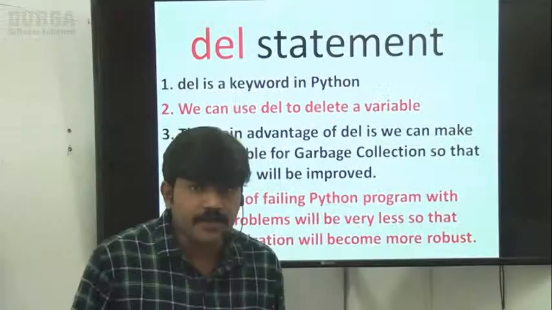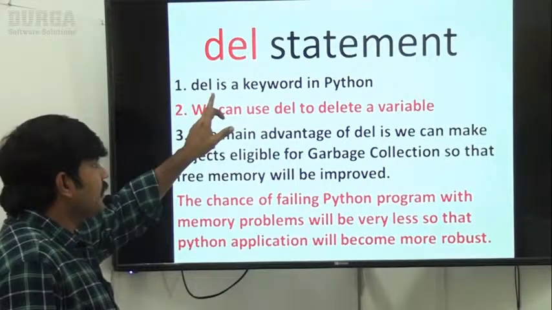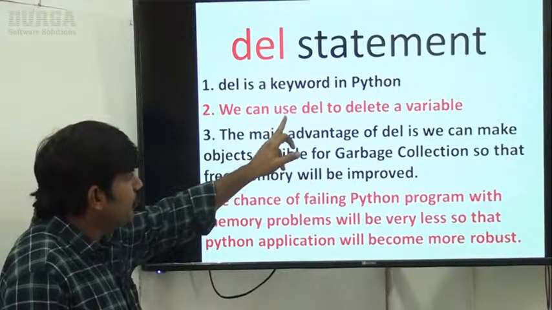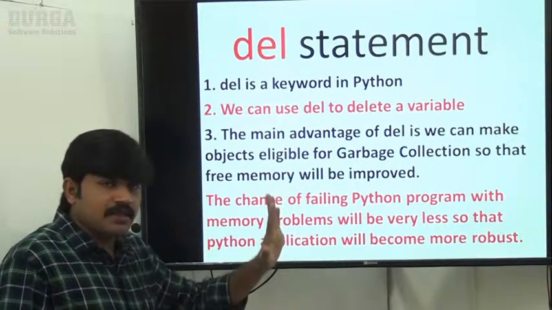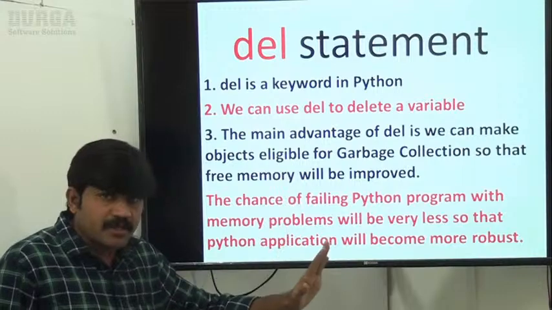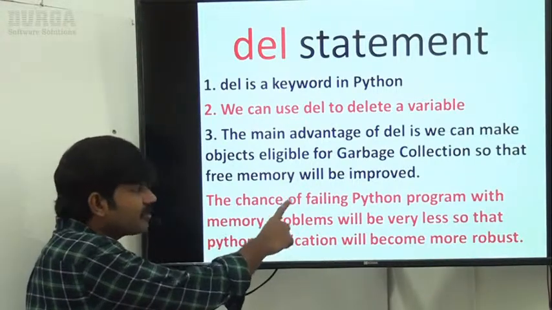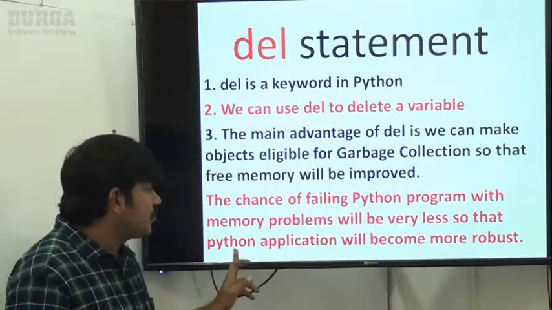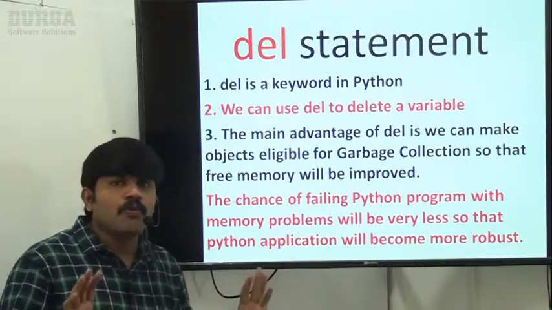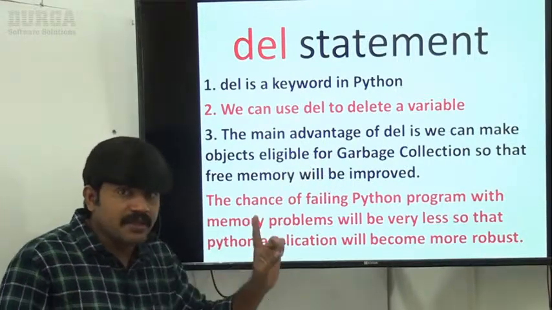That's all. Hi friends, just for your reference, have a look once. The del statement: del is a keyword in Python. We can use del to delete a variable. The main advantage of del is we can make objects eligible for garbage collection so that free memory will be improved. The chance of a Python program failing with memory problems will be very less, so that the Python application will become more robust. It's a really advantageous feature, this del keyword, right?